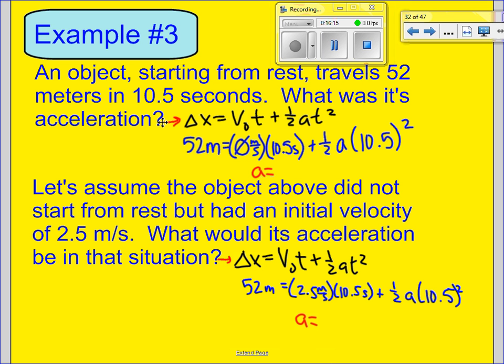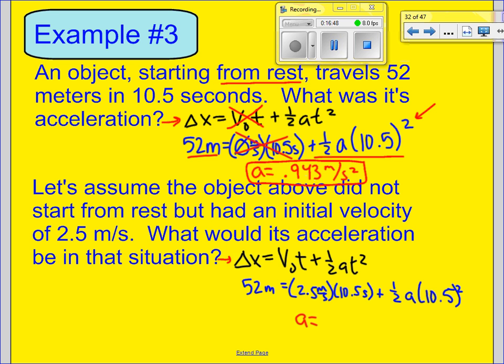The first one, the delta x, would be 52 meters. Now notice that the initial velocity is 0 because it started from rest. When the object starts from rest using this equation, you'll notice that this term goes away completely, since anything times 0 must be 0. So that leaves 52 equals 1/2 a 10.5 squared. A big mistake students make is they forget to square the time. Now, using your algebra skills, go ahead and isolate a, and your answer should be approximately 0.943 meters per second squared.